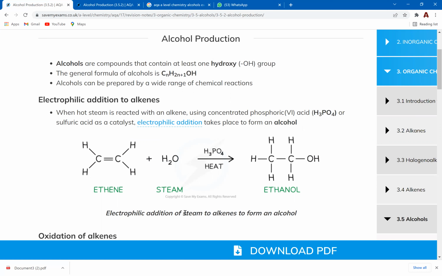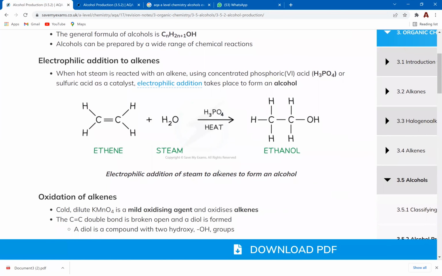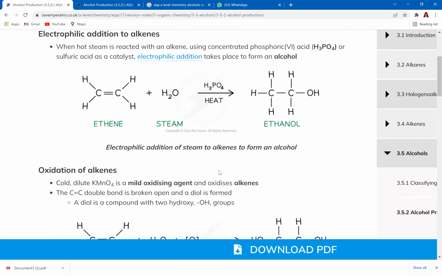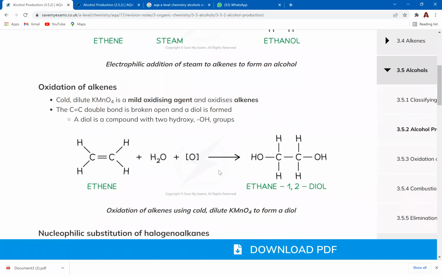So this ethene turns into ethanol if it reacts with H2O, and H3PO4 and heat are the reaction conditions. This is the important reaction condition that you should know about: phosphoric acid and heat. This was one mechanism to produce alcohols. The second one is oxidation of alkenes. If you oxidize alkenes, you can get alcohols as well.